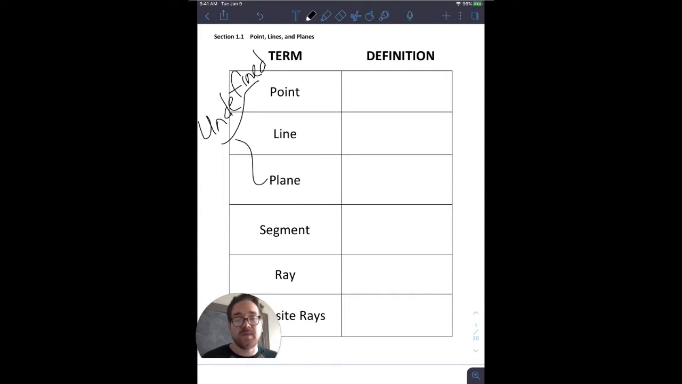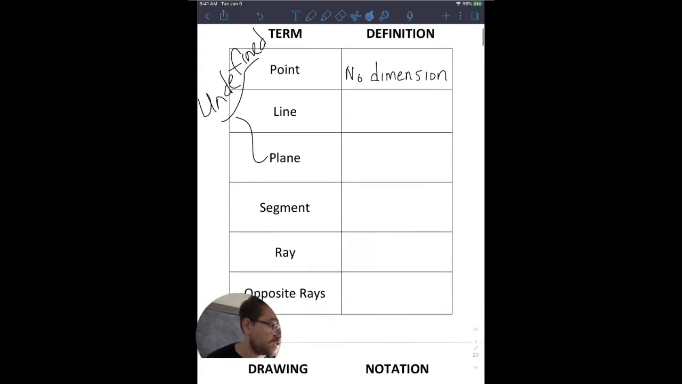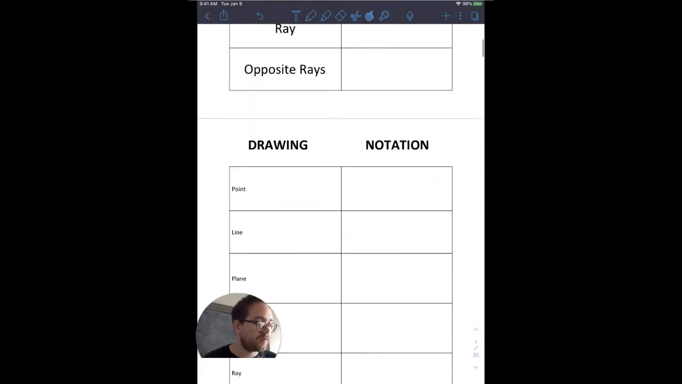But what we do know about them is that a point has no dimension. And it's represented by a dot. So if you turn the page, we can look at the drawing for a point. A point is just represented by a dot. And we'll call this point A.